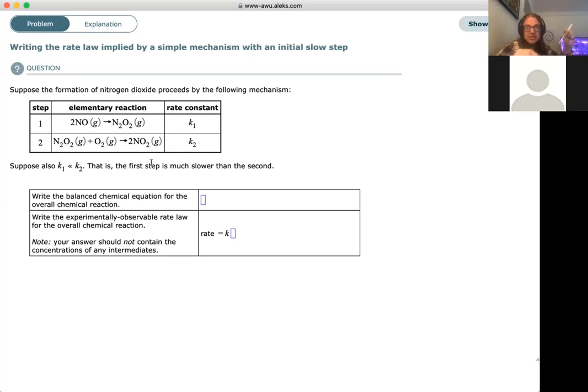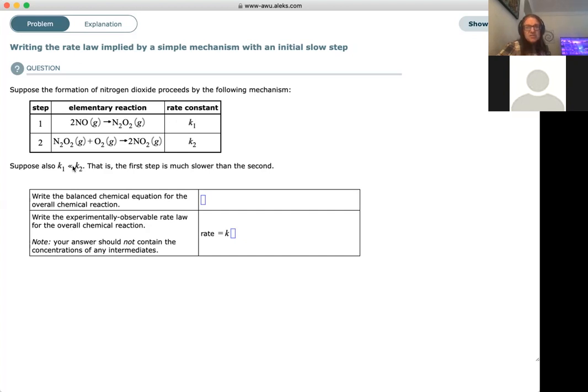This is telling us what's actually happening at the molecular level. So they give us these 2. They also tell you that K1 is much less than K2. That's telling you slow, fast, right? Let me show you what I mean by that. Rate is proportional to the rate constant, right? Rate equals K times the concentration of whatever the reactants are.